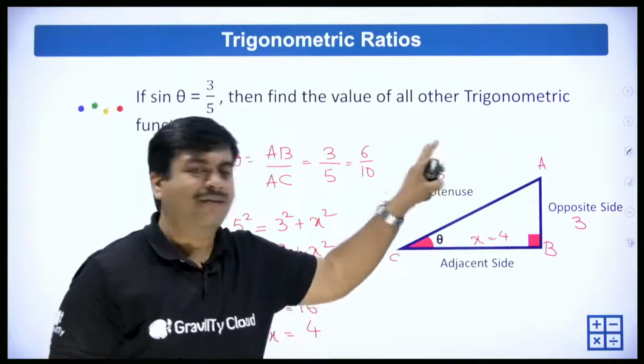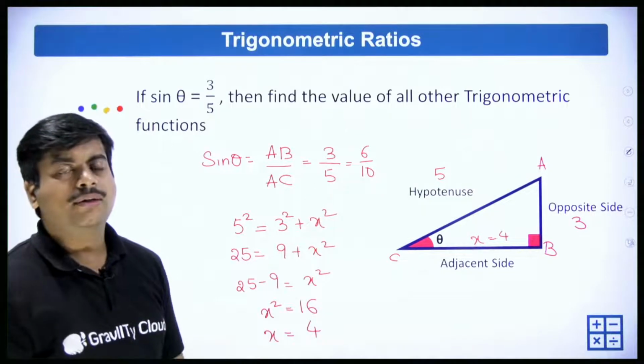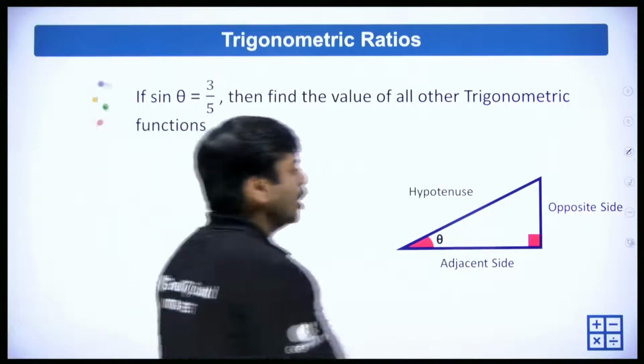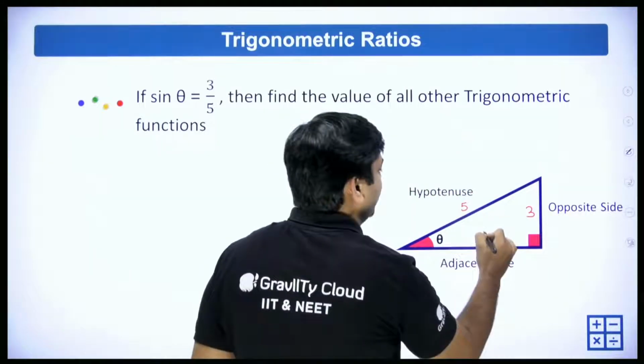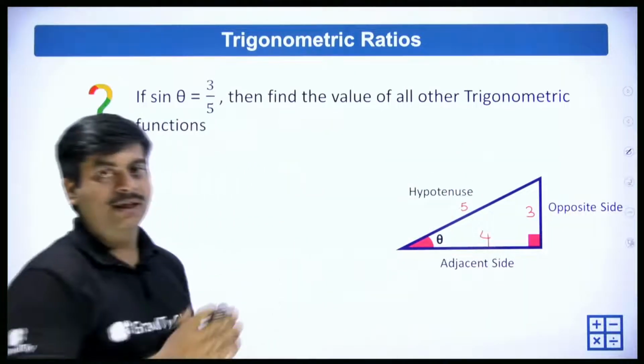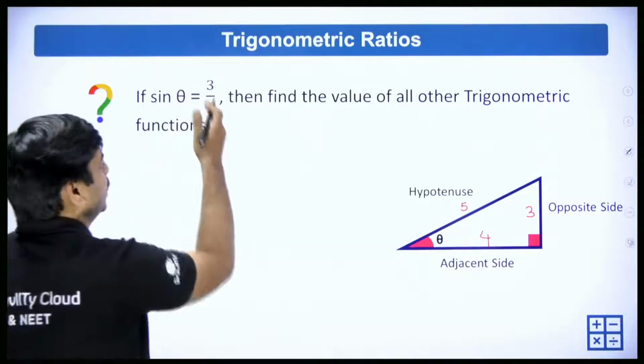3, 4 and 5. So once again, let us try to clear all this and go for the ratios. Opposite side is 3, hypotenuse is 5 and this value is 4. That is what we are having, correct? So what is sine theta? It's already given, 3 by 5.